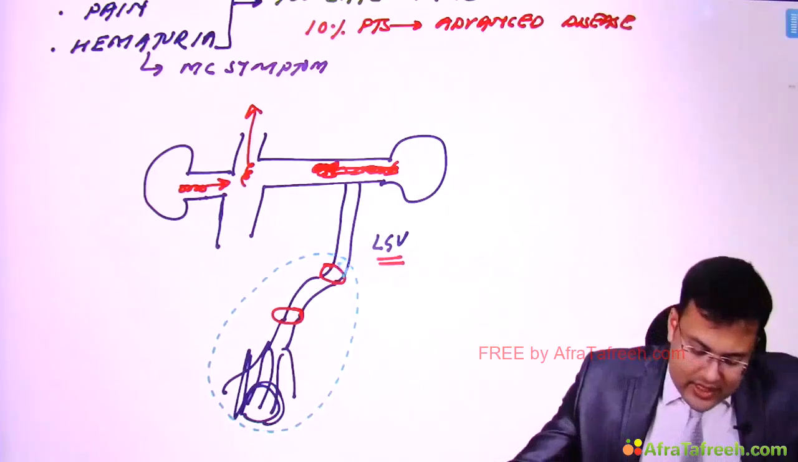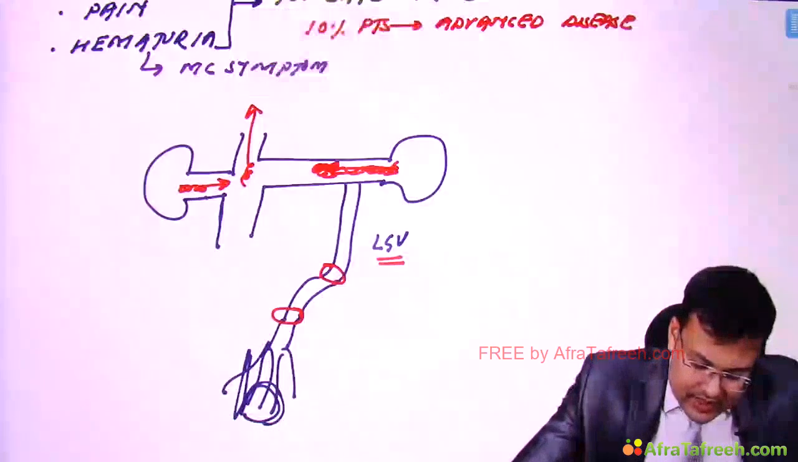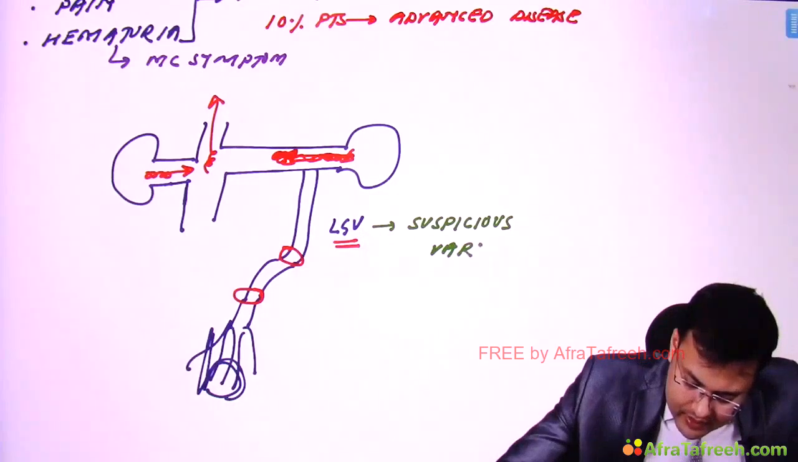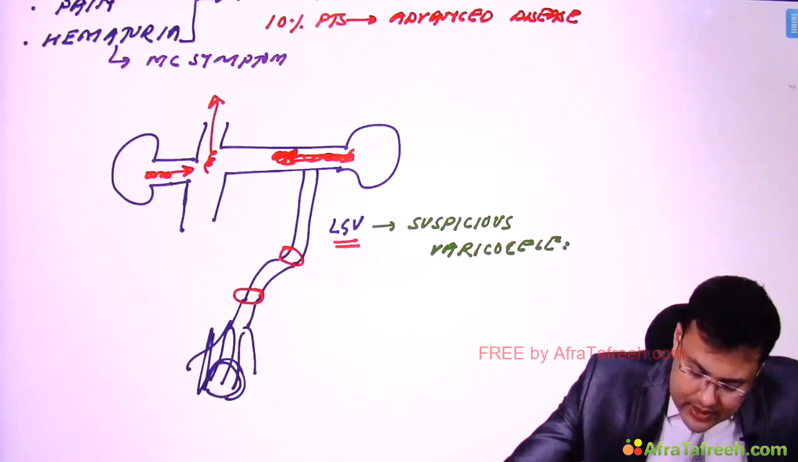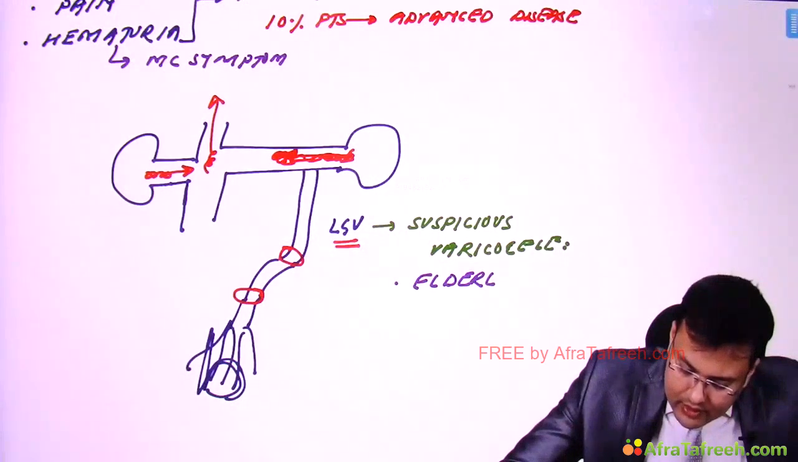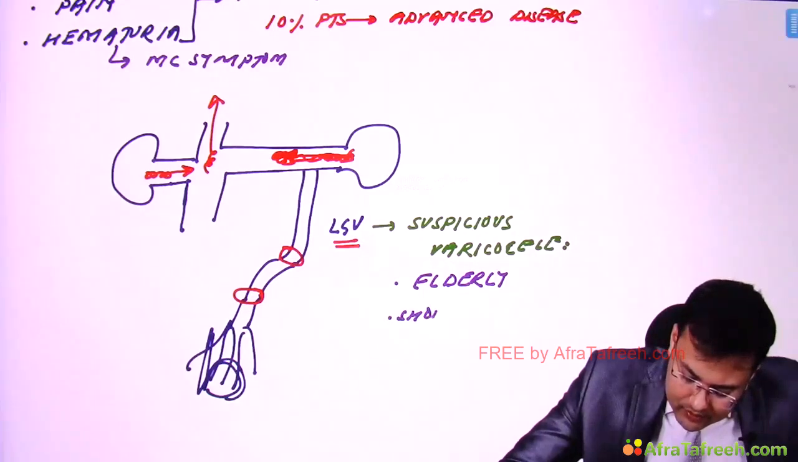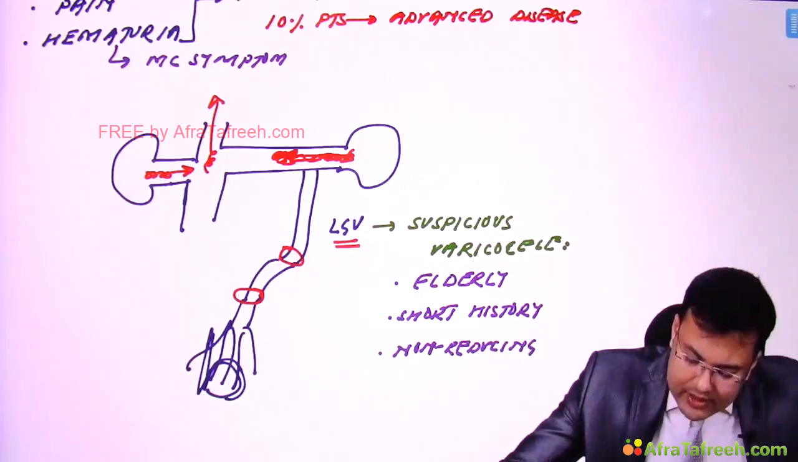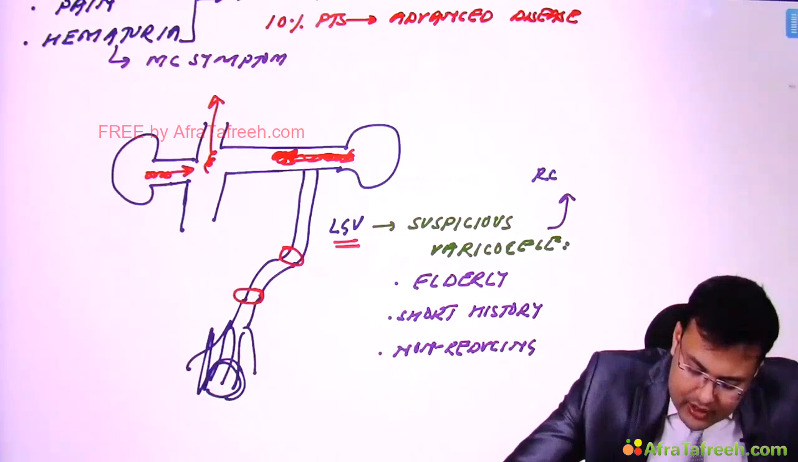Okay, so there is another feature which is associated with RCC. This is suspicious varicocele, and what are the features of this suspicious varicocele? It is seen in the elderly. There is a short history, and it's non-reducing. Okay, and this suspicious varicocele is suggestive of what? RCC.